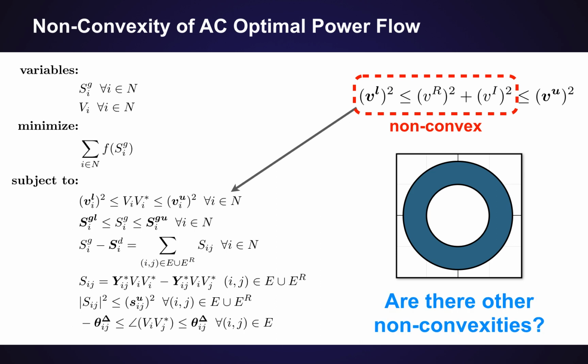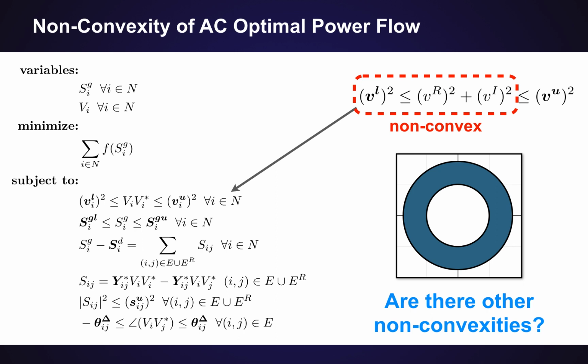So the question is, are there any other non-convexities here? And I think it's worth mentioning at this point that to have a convex relaxation of a problem, all of the constraints should be convex. So you really need to identify every source of non-convexity in the problem.